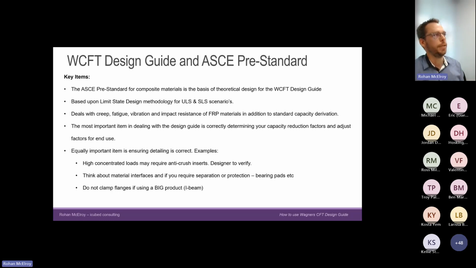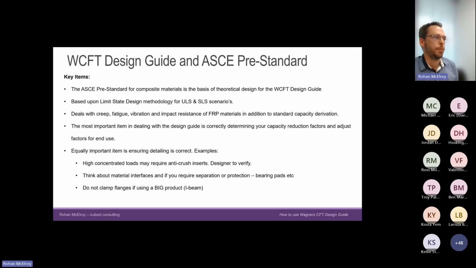So just to get into the ASCE design guide and how that interfaces with Wagner's design guide. So the Wagner's design guide is based on ASCE, which is the American Society of Civil Engineers pre-standard. It's an LRFD manual released in 2010. It is specifically set up around FRP design. So the design guide uses ASCE as a theoretical basis, but there's also a lot of testing that's gone in behind the scenes and appropriately factored to deliver the capacity tables that are at the back of that design guide.